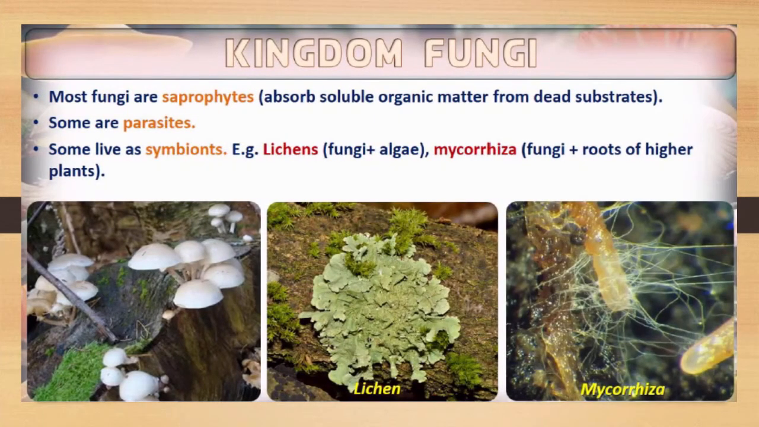Most fungi are saprophytes. That means they absorb soluble organic matter from dead substrates. Saprophytes are organisms which absorb soluble organic matter from dead substrates, and most fungi are saprophytes. Some are parasites, and some live as symbionts. An example of a symbiont is lichen, a combination of fungi and algae. Then there is mycorrhiza, a combination of fungi and the roots of higher plants. So some are saprophytes, some are parasites, and some may be symbionts.